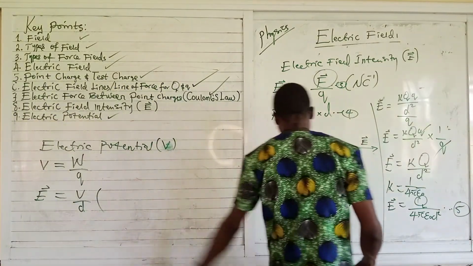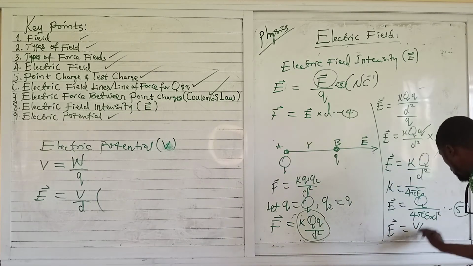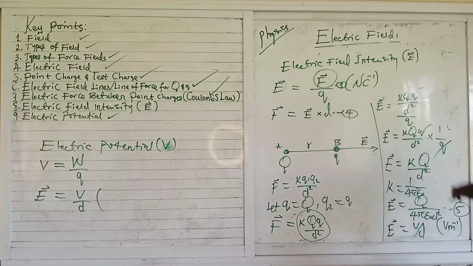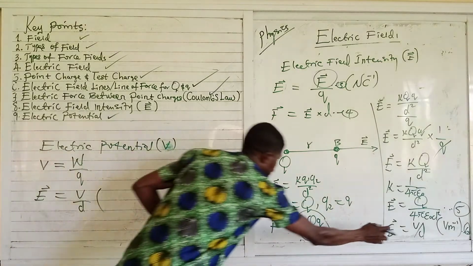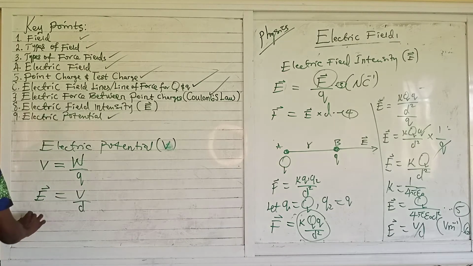So what we are trying to say here is that electric field also has an equation: E is equal to V all over D, in the unit of volts per meter. So equation 3 is for electric field, equation 5 is for electric field, and equation 6 is also for electric field. So electric potential is given as this all over this. And from this particular equation, we can cross multiply and say that V is equal to E times D.